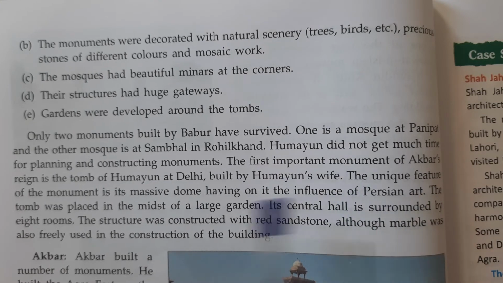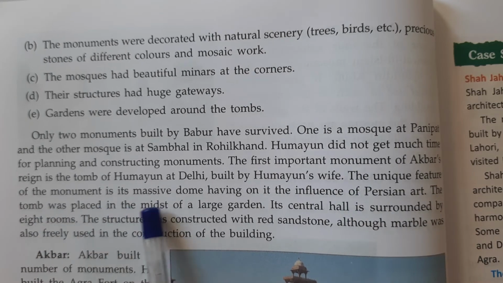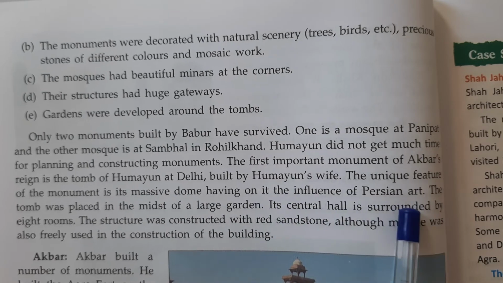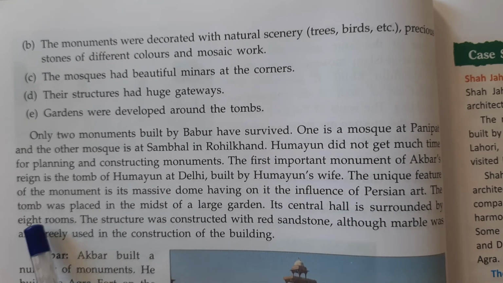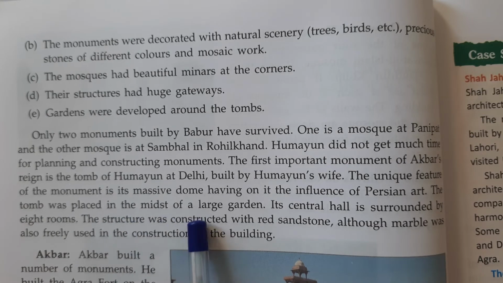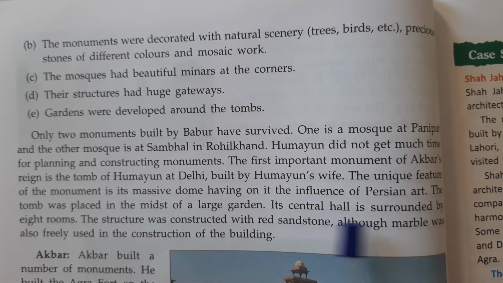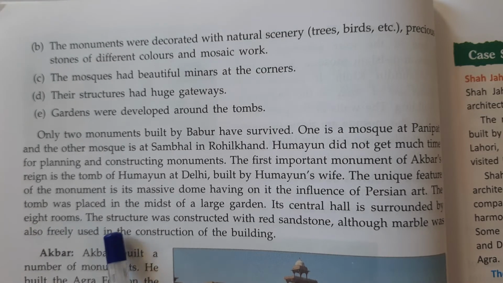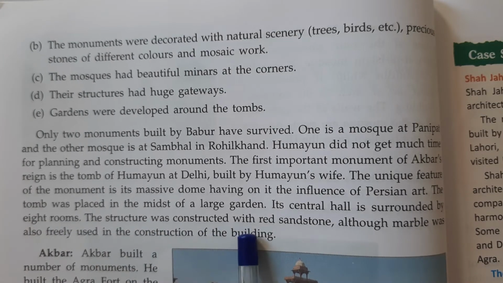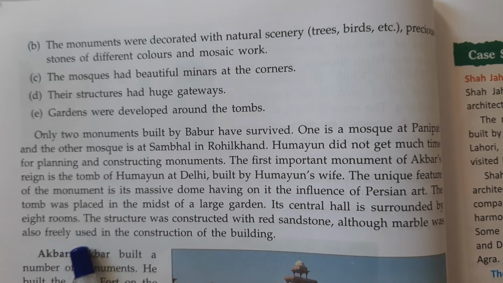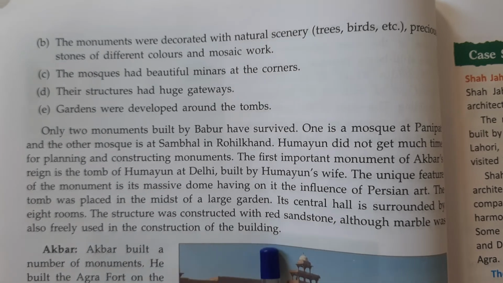The unique feature of the monument is its massive dome having on it the influence of Persian art. The tomb was placed in the midst of a large garden. Its central hall is surrounded by 8 rooms. The structure was constructed with red sandstone, although marble was also freely used in the construction of the building.